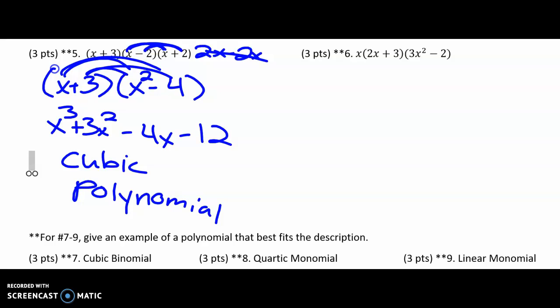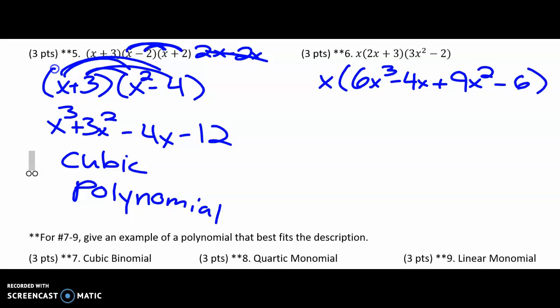Okay. Remember, this is all multiple choice, so you will have to do your work and then figure out what the classification is. All right. For this next one, go ahead and FOIL the back first. So if I do that, 2x times 3x squared is 6x to the 3rd. Okay. 2x times negative 2 is negative 4x. Okay. 3 times 3x squared is 9x squared, and we have negative 6 here.